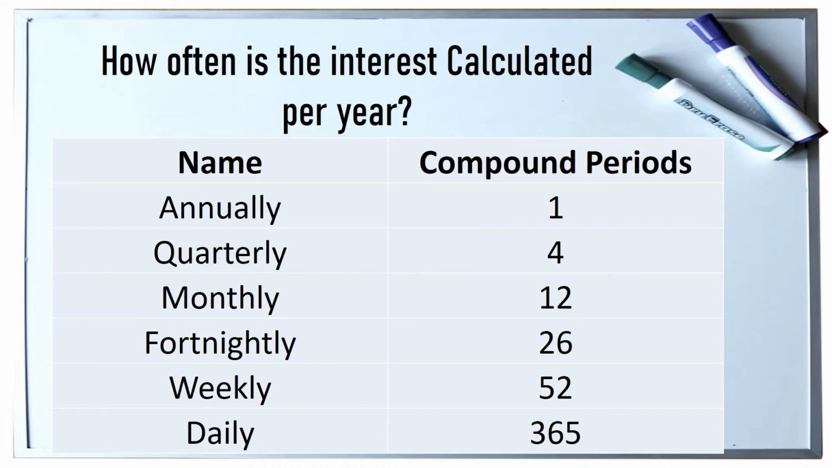This table will be handy for the problems that we'll be doing. Annually means once per year, quarterly means 4 times, monthly 12, fortnightly 26, weekly 52, and daily 365.